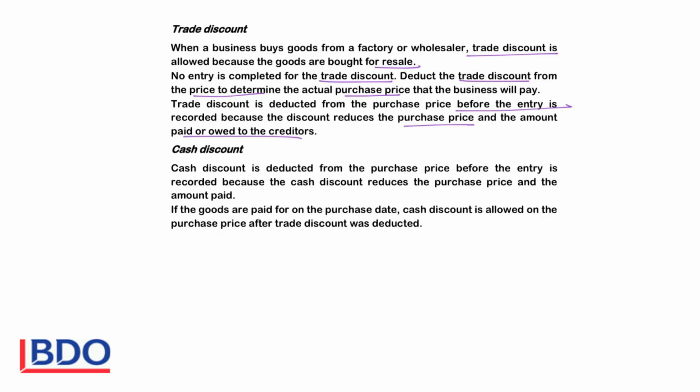Cash discount is deducted from the purchase price before the entry is recorded because the cash discount will also reduce the purchase price and the actual amount that is paid out of the bank. If the goods are paid on the purchase day, cash discount is allowed on the purchase price after the trade discount was deducted.